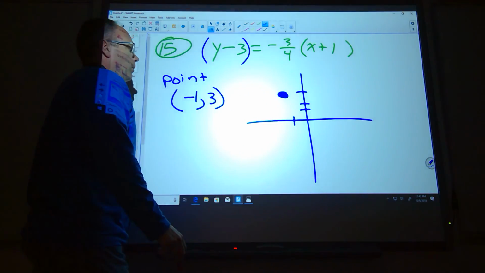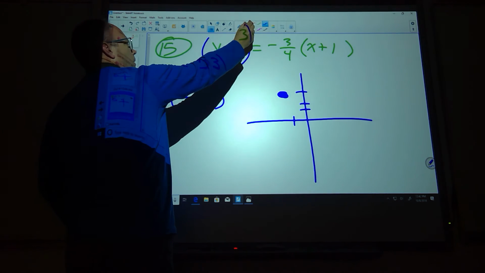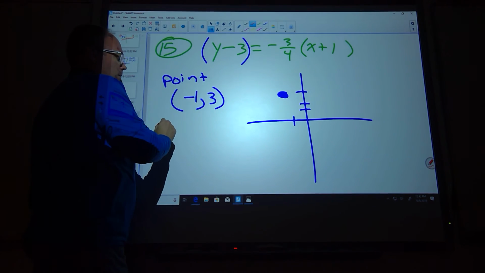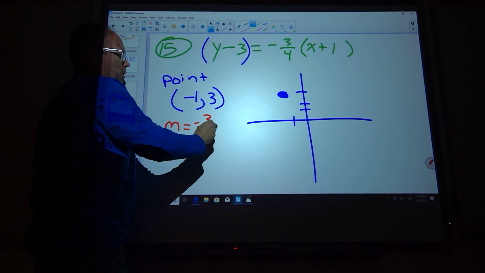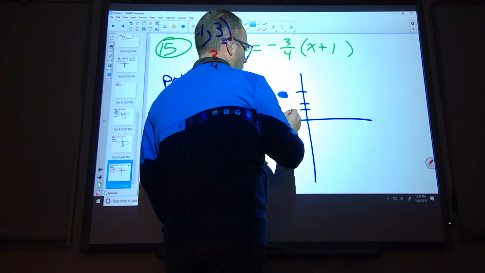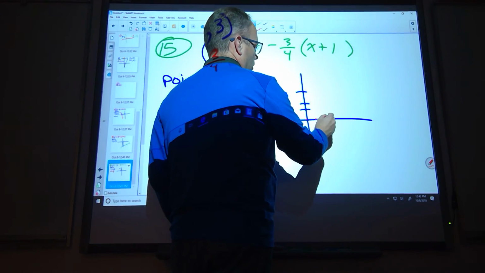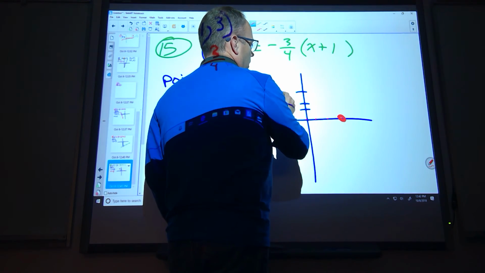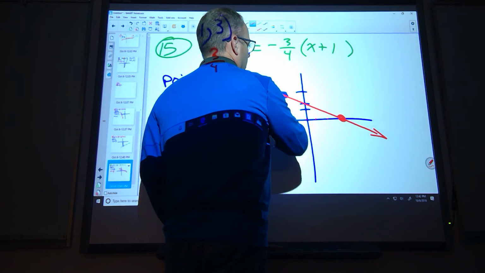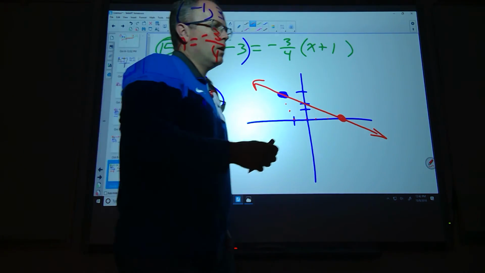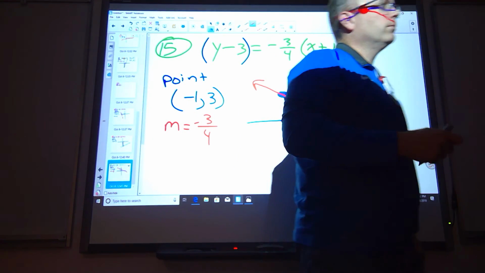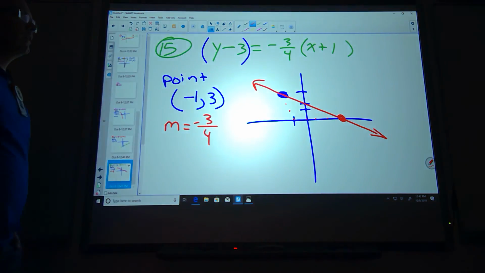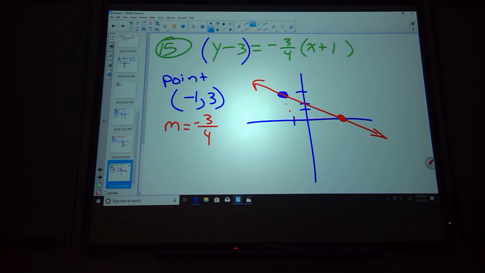I didn't space that out real well. Apologize. Slope is what? -3/4. Yeah, it's -3/4. So from this point, I'm going to go down 1, 2, 3, and right 4. Okay. Increasing or decreasing? Decreasing. Slope's negative.